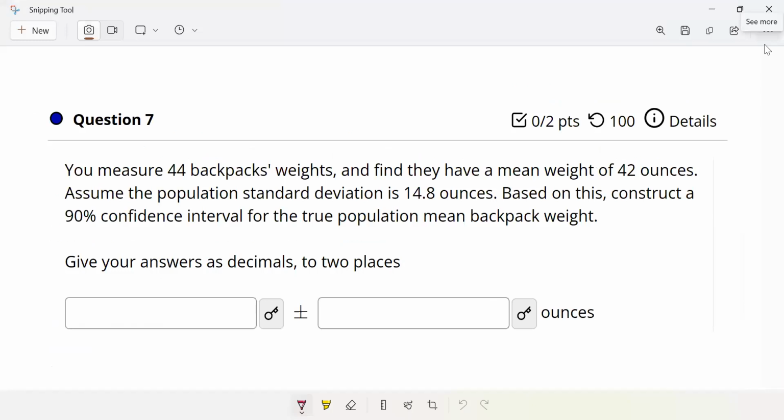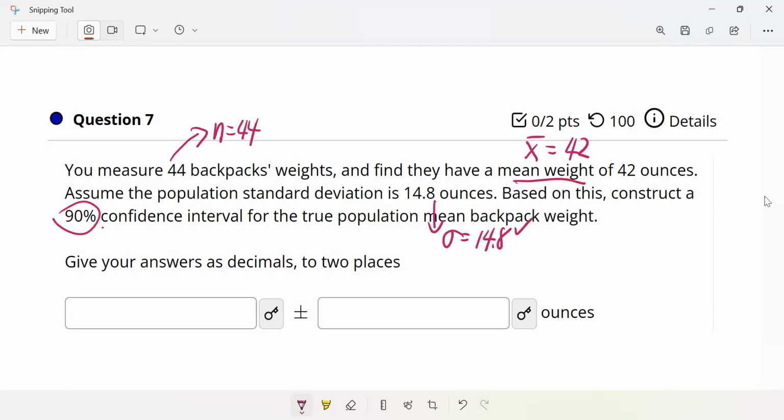So again, imagine 44 backpacks. That means sample size is 44. And then the average mean for those 44 backpacks will be 42 ounces. So sample mean here is 42 ounces. And assuming population standard deviation is given, population standard deviation is still 14.8. And we construct a 90% confidence interval. Because the population standard deviation is given, we use a critical z-score, and the 90% critical z-score is 1.645.